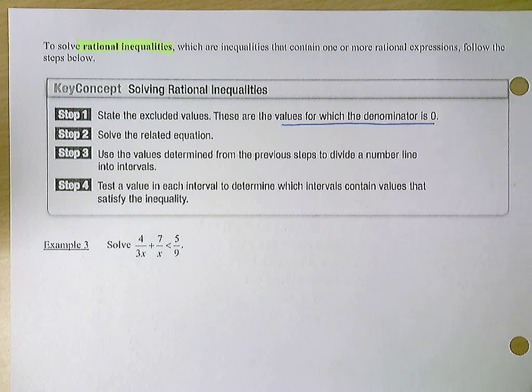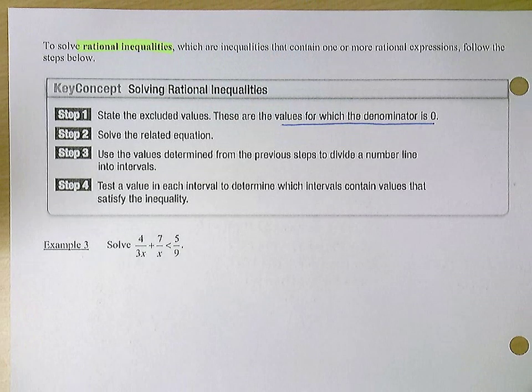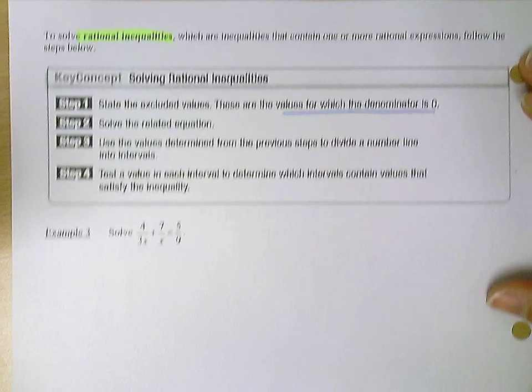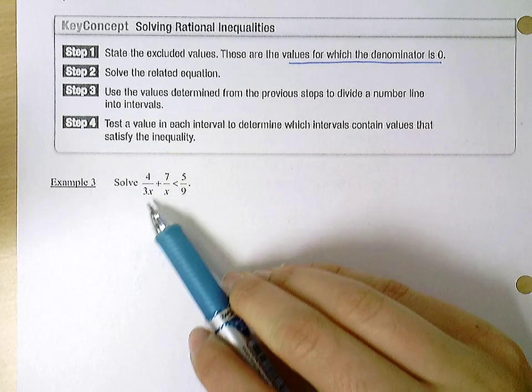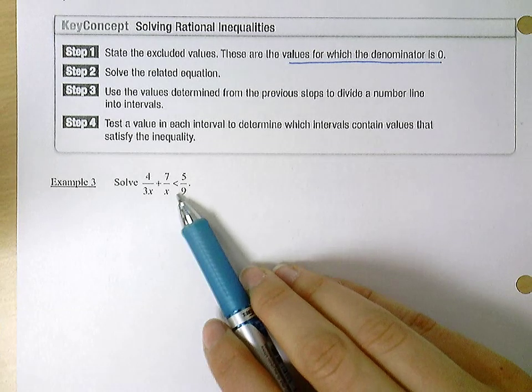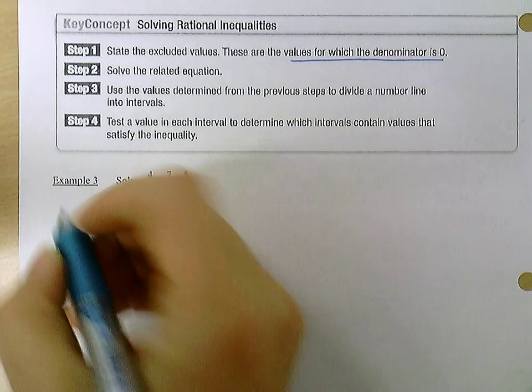Step 3 is to use the values determined from the previous steps to divide a number line into intervals. And then step 4 is to test values in those intervals. So we're going to do this in example 3. We have 4 over 3x plus 7 over x is less than 5/9. So step 1.